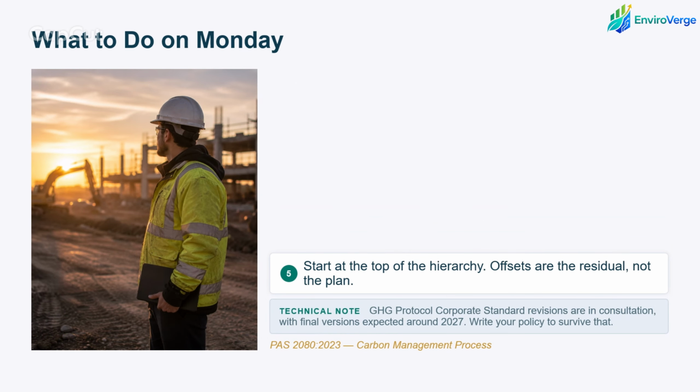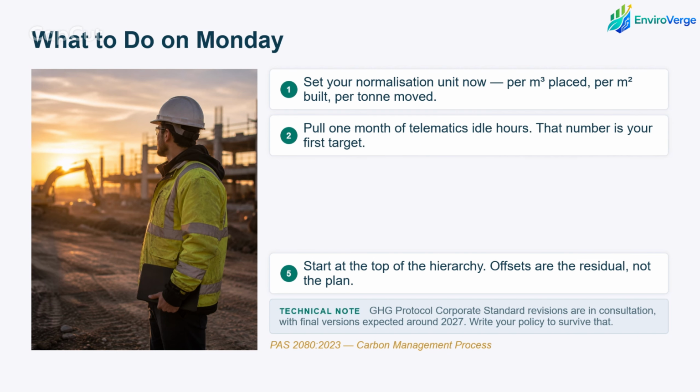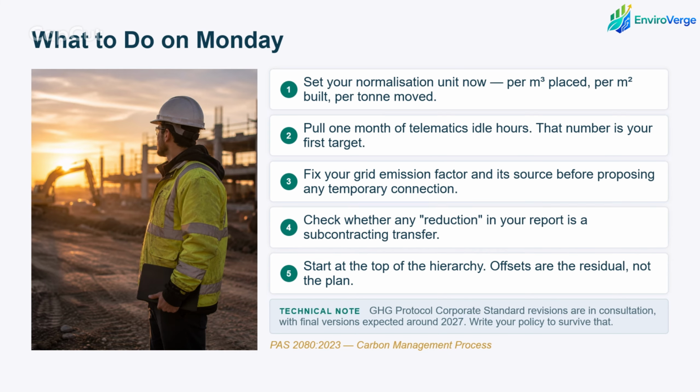So, Monday morning, 5 things. Set your normalization unit now, per cubic meter placed, per square meter built, per ton moved. Pull 1 month of telematics idle hours. That number is your first target, and acting on it costs nothing. Get your actual grid emission factor and its source before anybody proposes a temporary connection. Check whether any reduction sitting in your current report is really a subcontracting transfer. And start at the top of the hierarchy. Offsets are the residual. They're not the plan. If you only do one of those 5, do the first one. Every other claim you make depends on it.